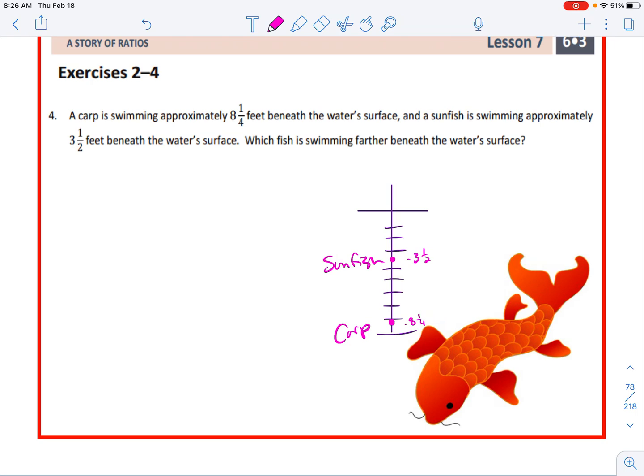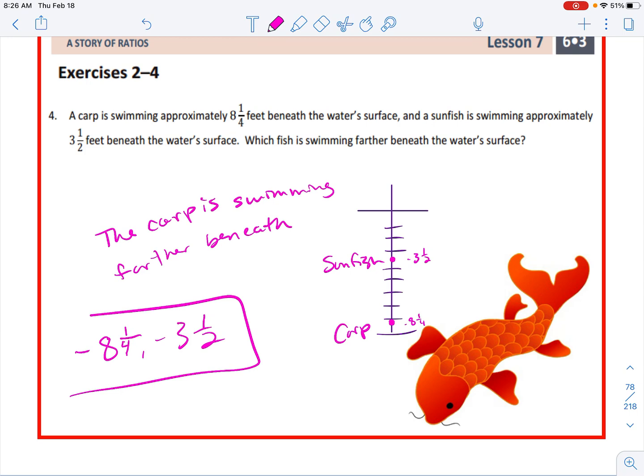Okay, so which fish is swimming farther beneath the water's surface? Well, it's going to be the carp. The carp is swimming farther beneath. And if we wrote this in order from least to greatest, I would write -8 1/4, and then -3 1/2. Okay? And that's just from least to greatest.